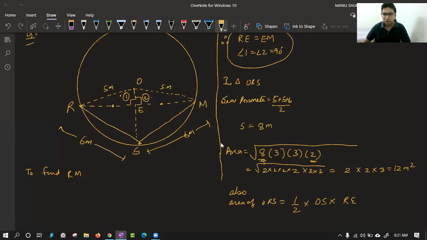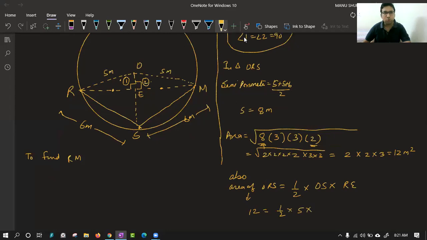So we will get this. We already know the area. Area 12 is equal to half into OS. What is OS? OS is 5, into this RE. So what is the value of RE? It will be 24 upon 5 is equal to RE. So the answer will be how much? 5 4s are 20, and this 40 is there, 8, so RE is 4.8 meters. So class, if RE is 4.8 meters, what can we say about RM?